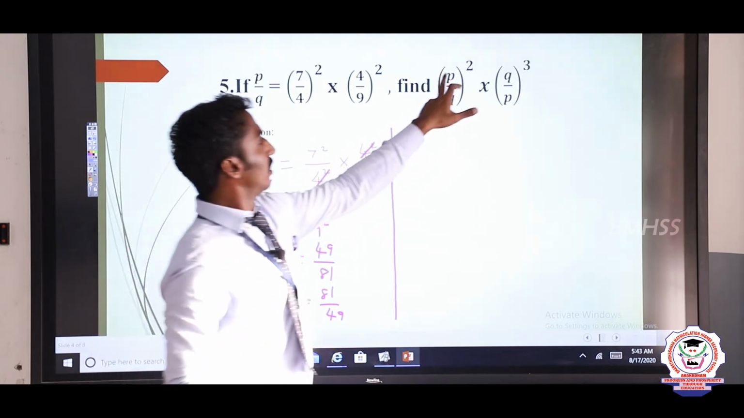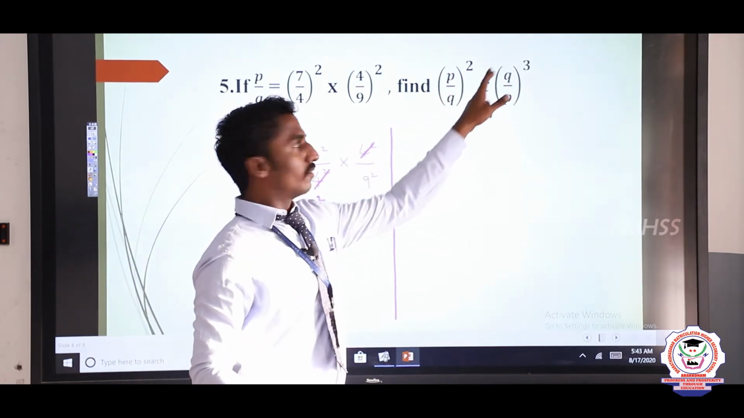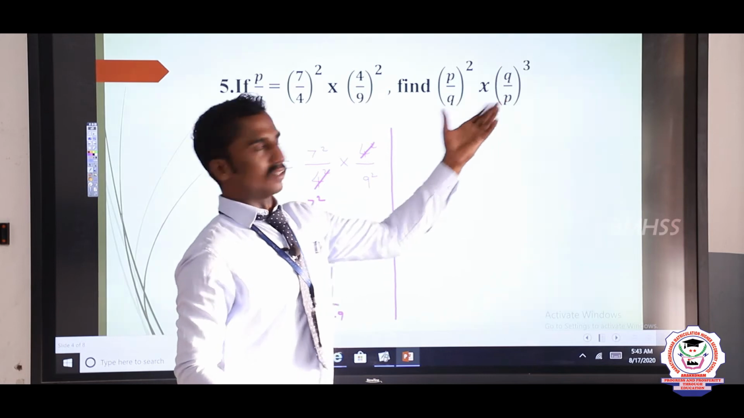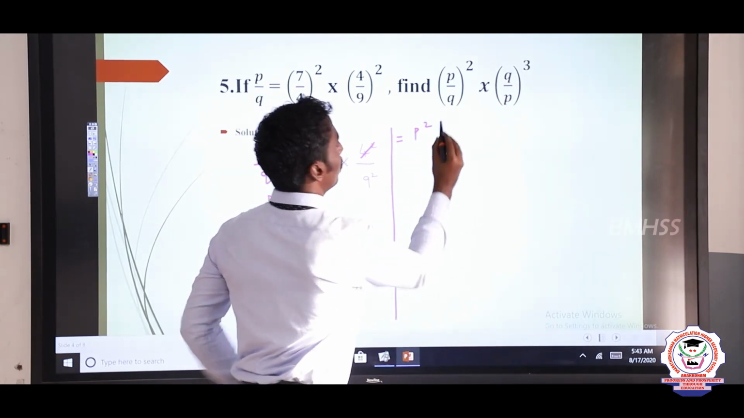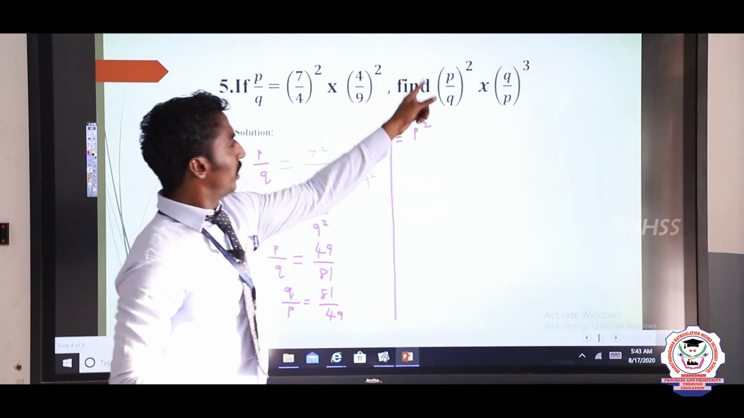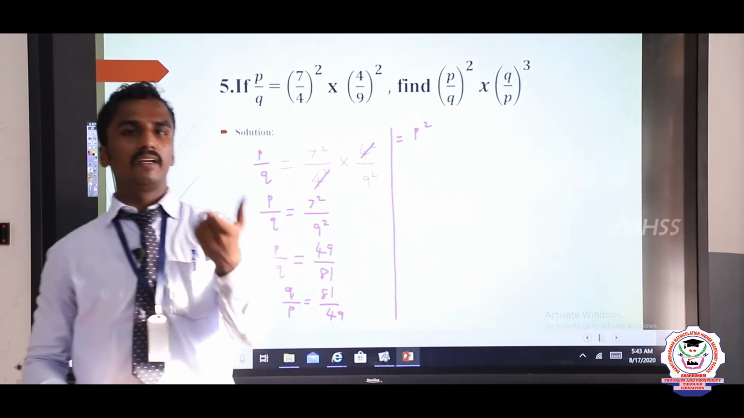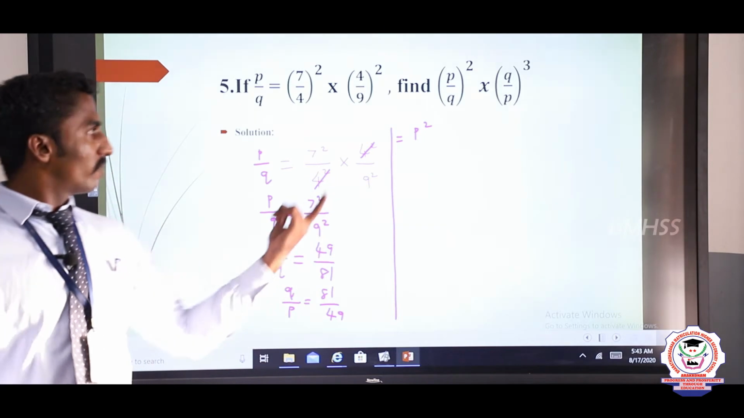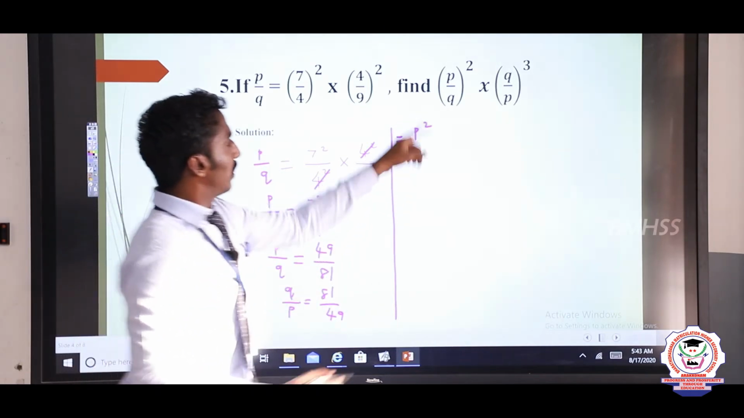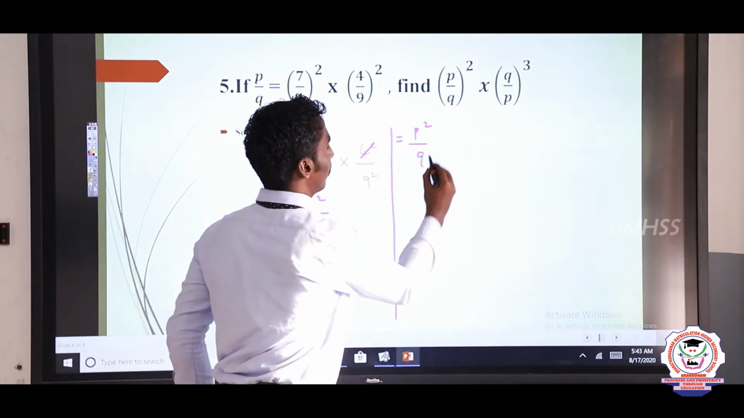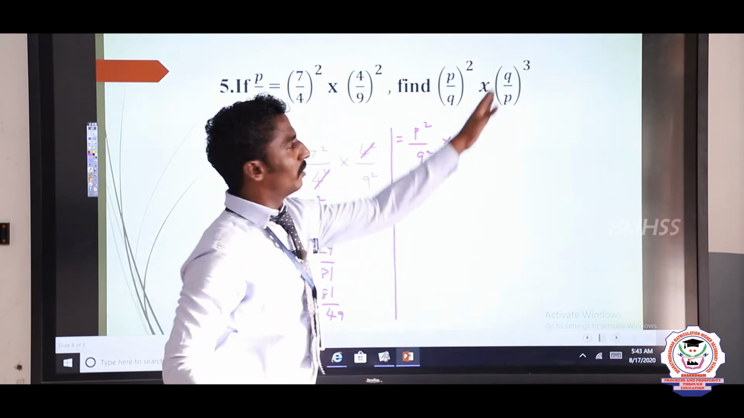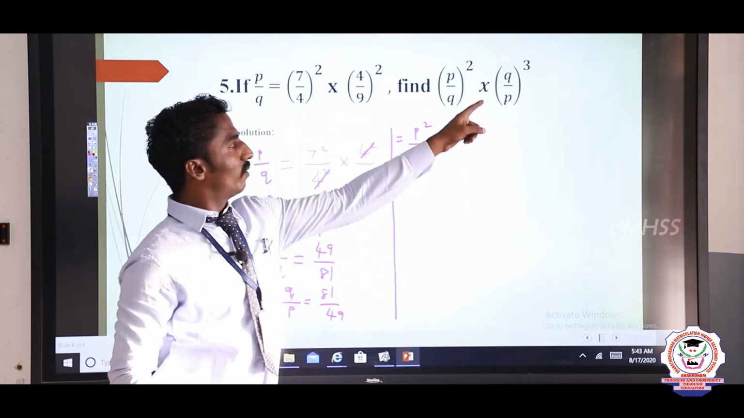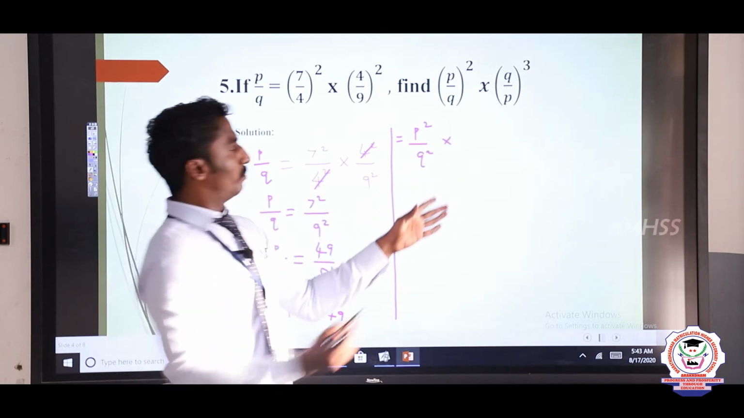whole cube. Listen, powers are different. Next, bases are different. Listen. Same formula. What is the formula? P by Q whole square. Formula: A by B whole power m is A power m divided by B power m. So P square divided by Q square into, same formula, A by B whole power m equals A power m divided by B power m.